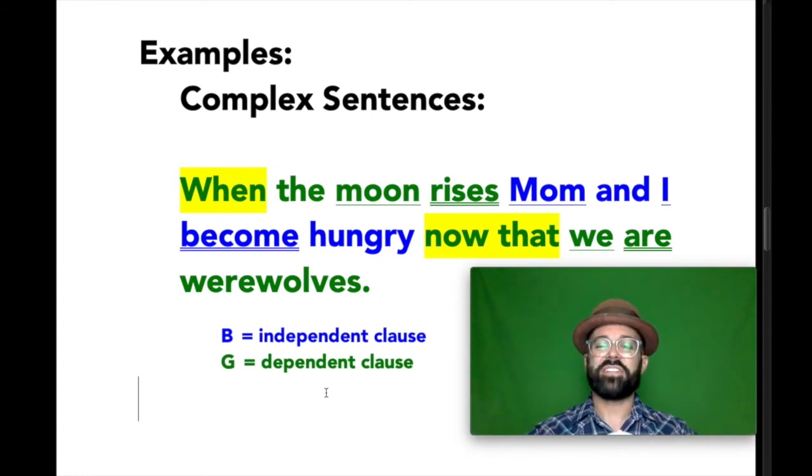But now that we've looked at a few examples of complex sentences, let's take a look at the compound complex sentence. You might be able to figure out what it is. It's essentially just a compound sentence, which is also a complex sentence. It's both. Let's see.